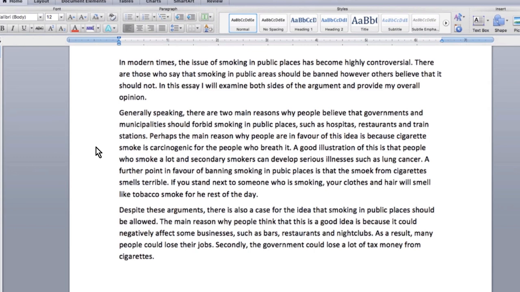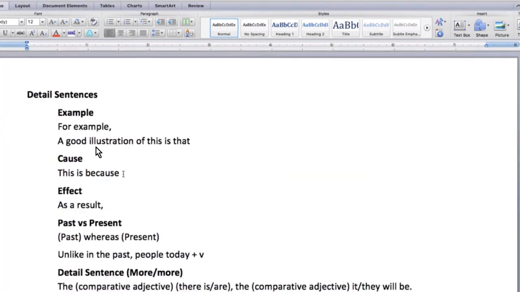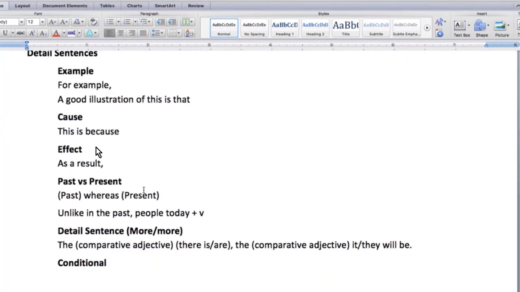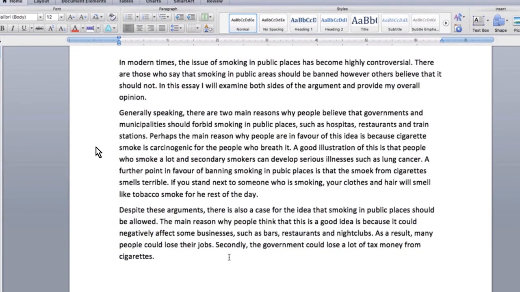And so let's do another detailed sentence. Maybe a cause. This is because the government could lose a lot of tax money from cigarettes. This is because less people would buy cigarettes and so pay less tax on them. That's fine. Alright, and that's great. We're almost there.